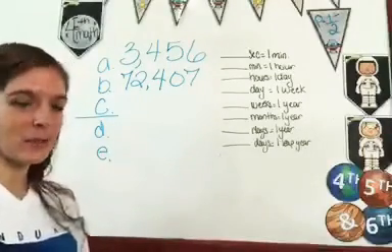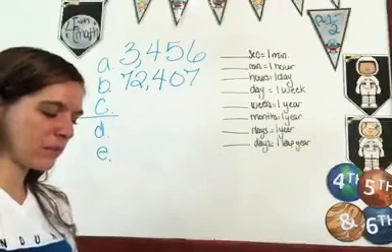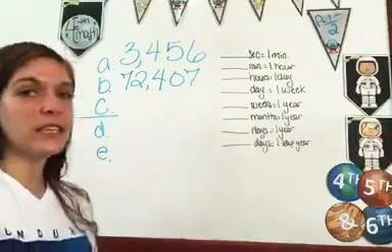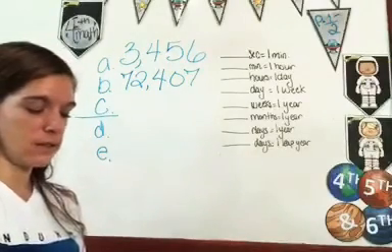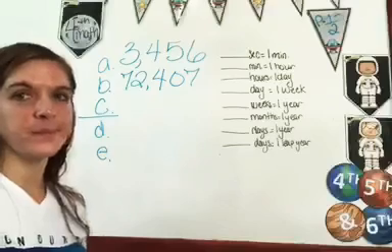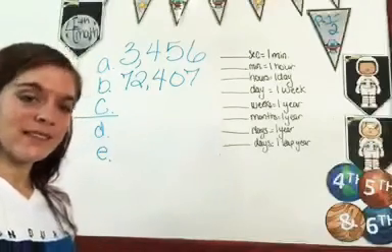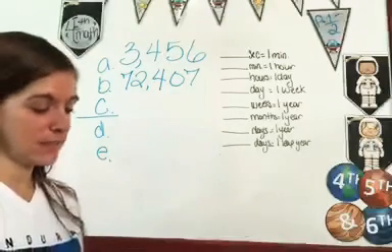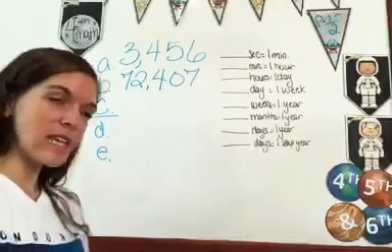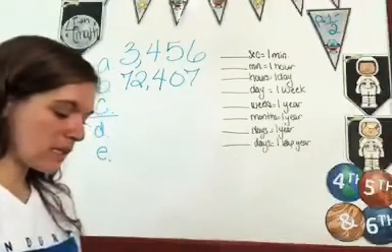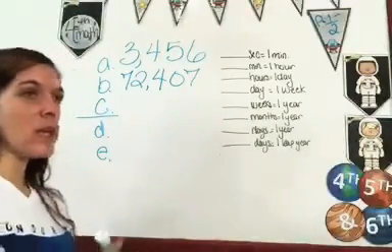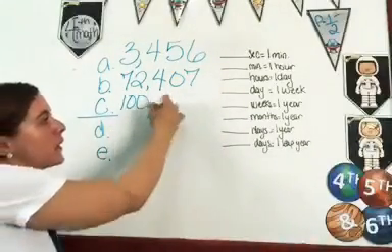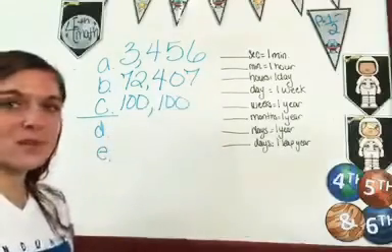Okay, there's a lot of zeros in this one, so listen carefully. 100,000. 100. 100,000. Ciento. Let's see how we do it. 100,000, comma, 100. Okay, a lot of zeros, but not too hard.